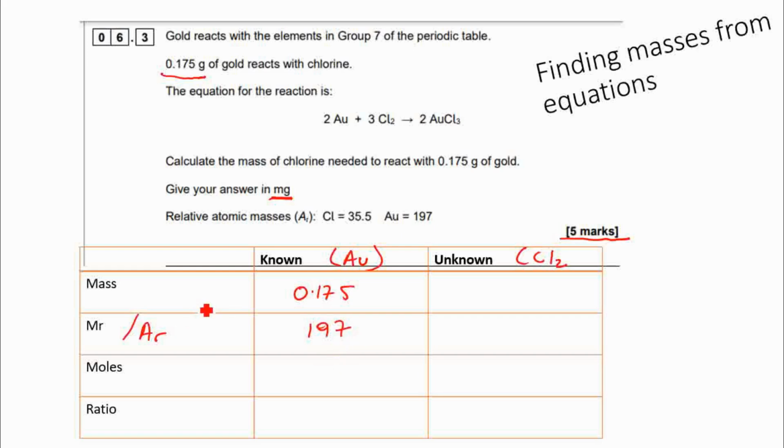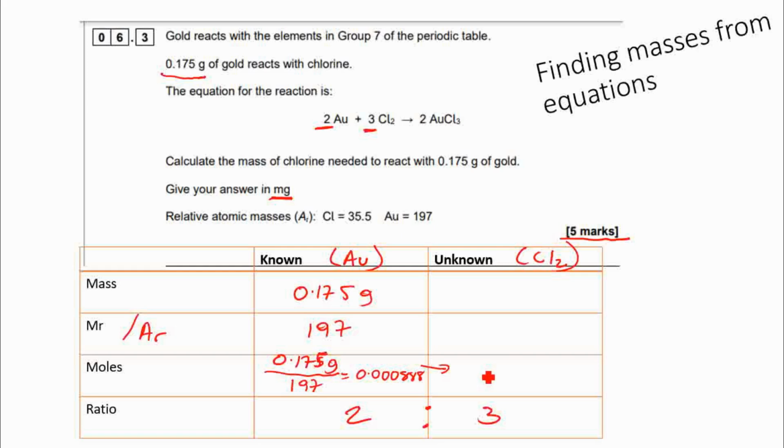Therefore, I now need to work out the moles. So it's going to be 0.175 grams divided by 197. Okay, depending on the calculator that you have, but I'm getting 0.0000888 recurring. Okay, good. So what's the ratio of gold to chlorine? The ratio of gold to chlorine is 2 to 3. For every 2 moles of gold, I need 3 moles of chlorine to be reacted.